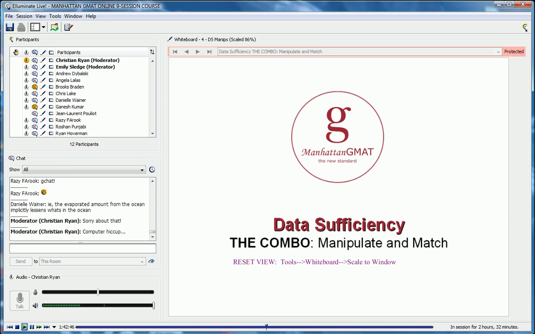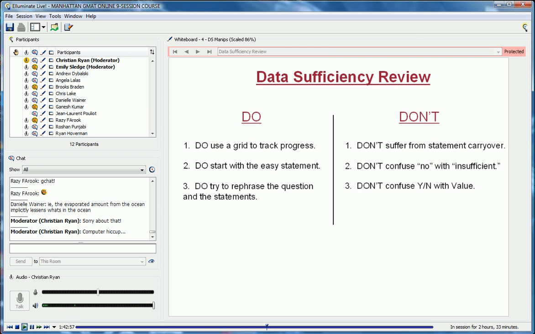We are doing data sufficiency now, and I mentioned manipulations in my email to you. And we're going to talk about the combo. So first, let's review some of our do's and don'ts. Again, you use the ADBCE grid. Remember to start with the easy statement, the one that you can quickly use to eliminate a couple of answer choices because it's obviously insufficient. And always try to rephrase the question and the statements. You can't always, but you should go ahead and try.